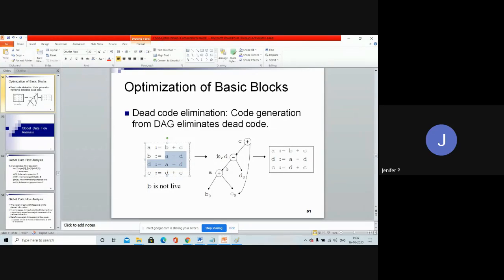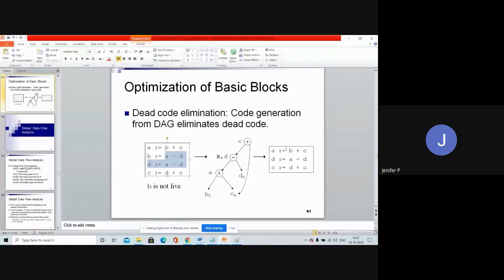In that case, we can delete B or we can delete D. Whichever we don't want, we can delete, because there is no future use. So after that, C is equal to D plus C. Because after the B definition, B is not used anywhere. So there is no need for B. So this is your optimized code. This is before optimization, and with the help of the DAG, you find the common sub expression, and after optimization, you have this code.